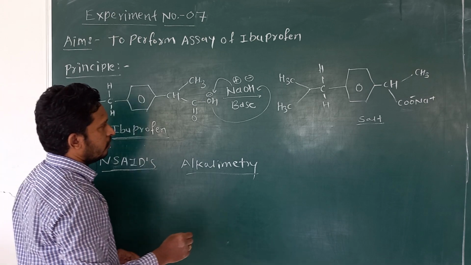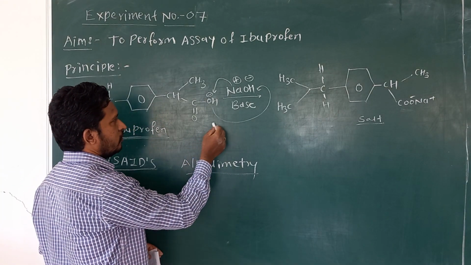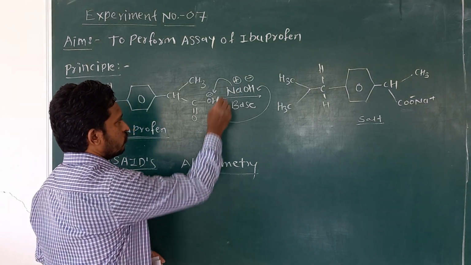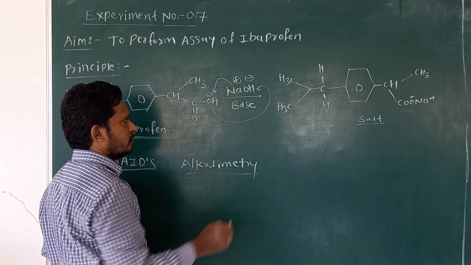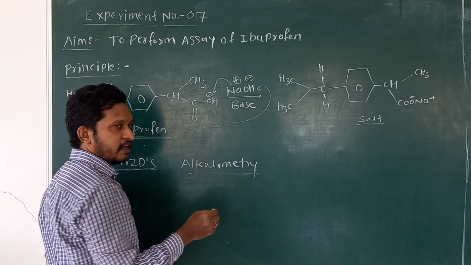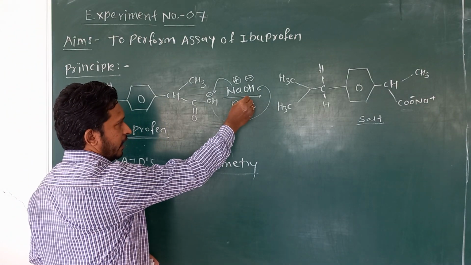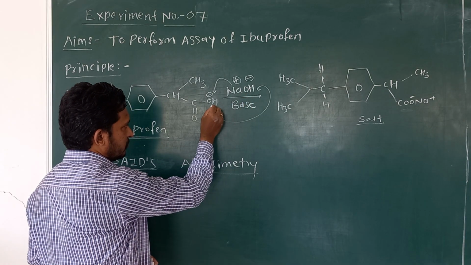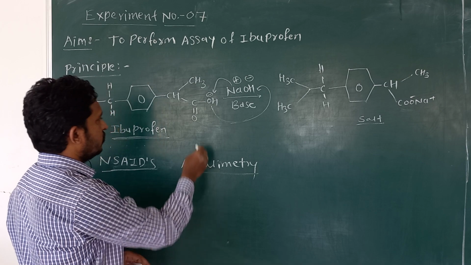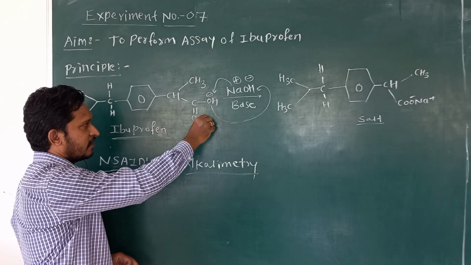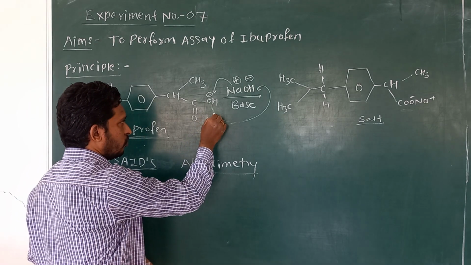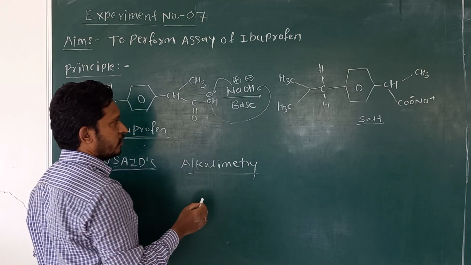Now on the other hand, we have NaOH, sodium hydroxide. In that, sodium is positively charged and the OH ions are negatively charged. So the OH negative ions will act as a base, and it will attract this proton towards itself. Because this is a weak acid, the acidic group, by its nature it will donate this proton to this strong base, that is the OH negative ions.